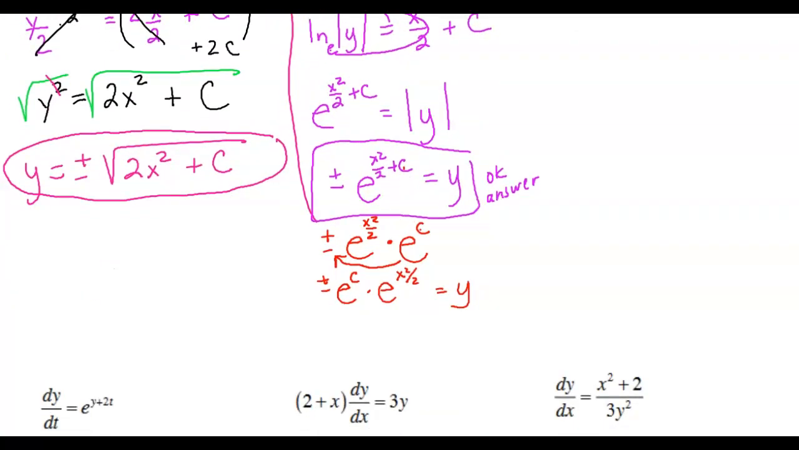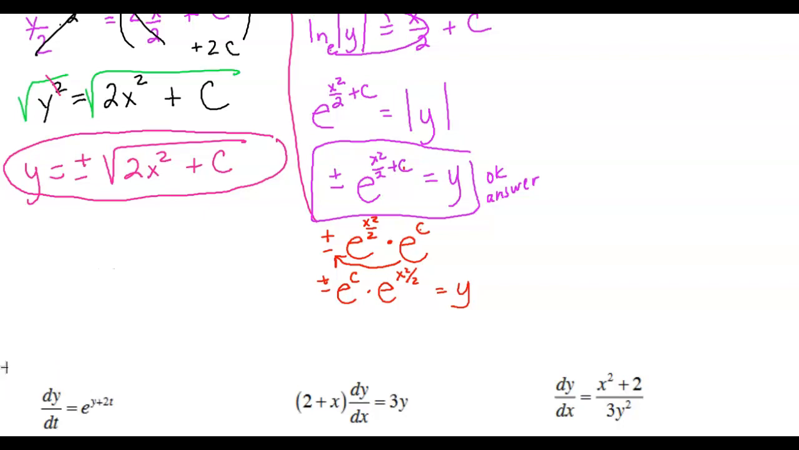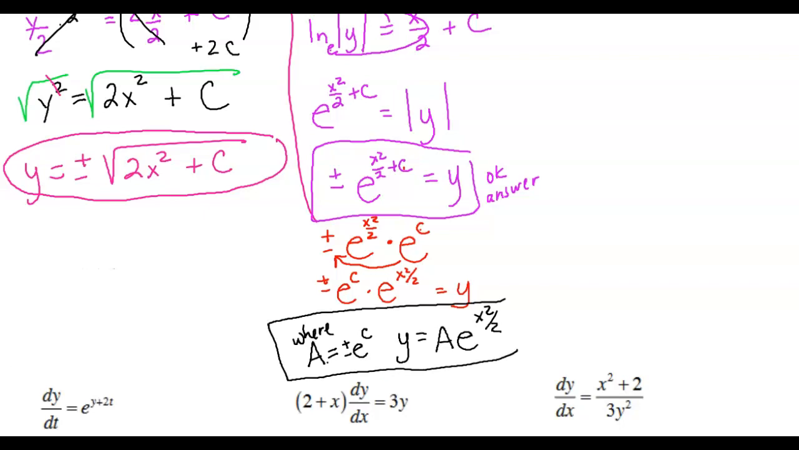All right, stay with me. One last idea. Because this looks really complicated and kind of messy, what a lot of math books do is they say, you know what, I don't really like that. Let's say A, and I didn't pick this. This is just what mathematicians have typically done. What if A equals plus or minus e to the c? I'm going to say where A equals this. So then I get y equals A e to the x squared over 2. And this is the entire answer.